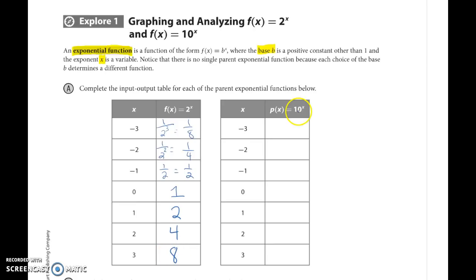So now let's do that for 10. If I plug in a -3, I'm going to get 1 over 10 cubed, so 1 over 1,000. If I plug in -2, that brings it to the bottom, and I get 1 over 10 squared, which is 1 over 100. A -1 brings it to the bottom, and I get 1 over 10. 0 is 1, and 1 is 10. 2, so 10 squared is 100, and 10 cubed is 1,000.